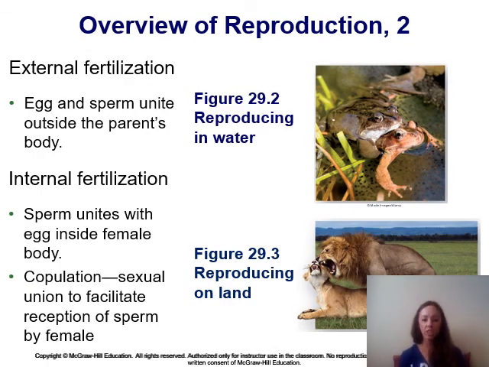So fertilization during sexual reproduction can occur either on the outside or on the inside of the animal. Many aquatic animals do external fertilization. And this is when the egg and sperm are released into the water, and the sperm then fertilizes the egg. All land mammals do internal fertilization through copulation. Some aquatic animals, like lobsters and crayfish, also undergo copulation.